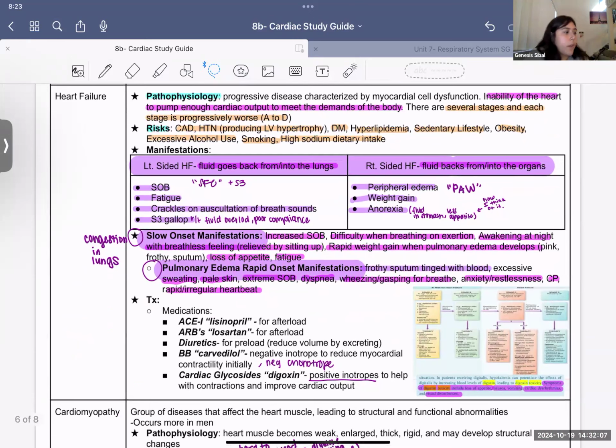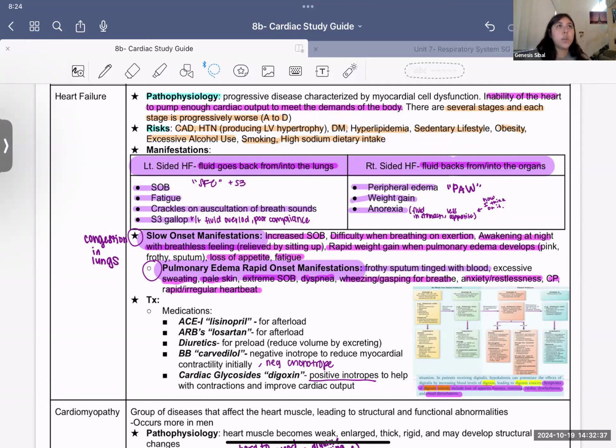So now we're talking about heart failure. Really, the only things you have to know for this is the meds and the manifestations. So this is basically characterized by myocardial cell dysfunction, and this can happen through so many different things, right? So it's an inability of the heart to pump enough cardiac output to meet the demands of the body. So this can be in different stages, A to D, which each stage is progressively worse, kind of like with cancer, but they don't use letters. And then risks: CAD, hypertension, diabetes.